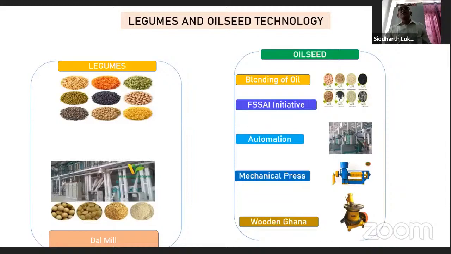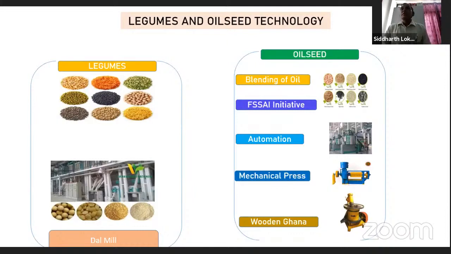Legume and oilseed technology is one segment where you can make a career. So dal milling is another segment, where you can manufacture value-added products. And the other segment is oilseed, which is again one of the big segments. And as I already told you, the intention of our discussion is how the subject or your industry-specialized product is mapped toward the regulatory framework and toward the industry.